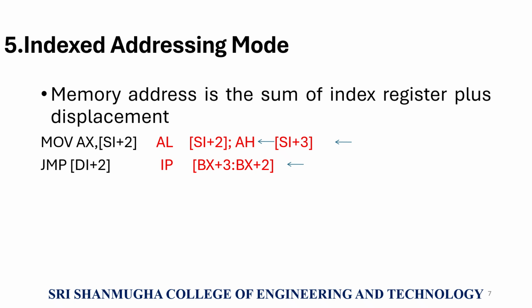The next one is indexed addressing. So in indexed addressing, we utilize the index register to specify the offset address of the data. We have two index registers: one is called source index and another is called destination index. Simply, you can say the SI register and DI register.